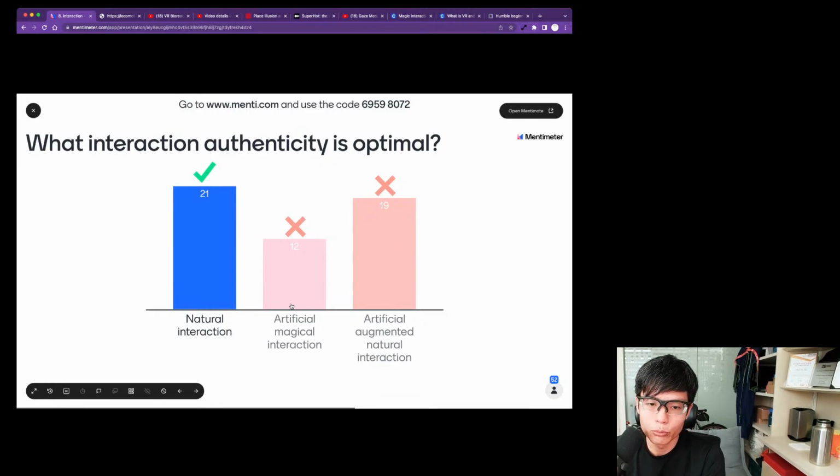Similarly for the augmented natural interaction, we also don't want to do that, like what I mentioned. We don't want the dog to be able to jump on top of an HDB flat, right? That would be augmenting the ability of jumping. It may be fun in a game, but here, given the use case, we are trying to mimic the real experience of owning a dog.